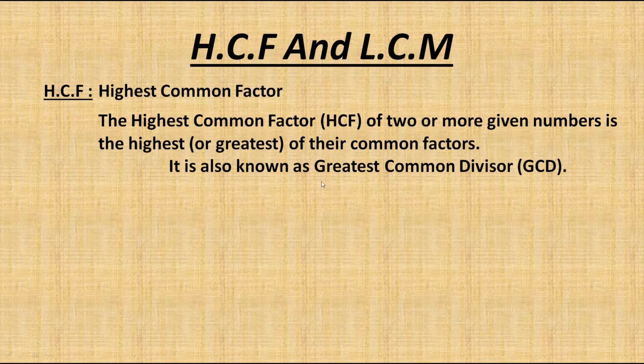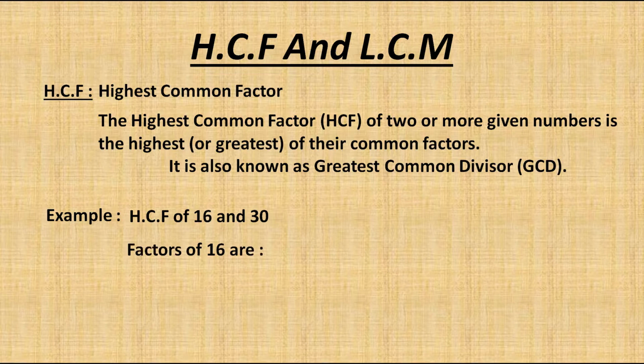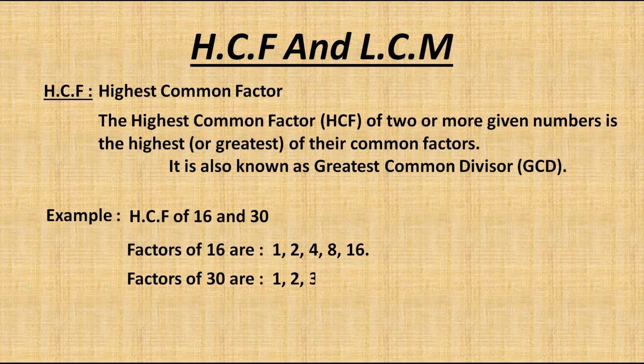Okay. Now let's see how to find the HCF of any given numbers. We will take an example. We will find the HCF of 16 and 30. So as I have told, first we have to find the factors. So we will find the factors of 16, and those are 1, 2, 4, 8 and 16, and the factors of 30 are 1, 2, 3, 5, 6, 10, 15 and 30.